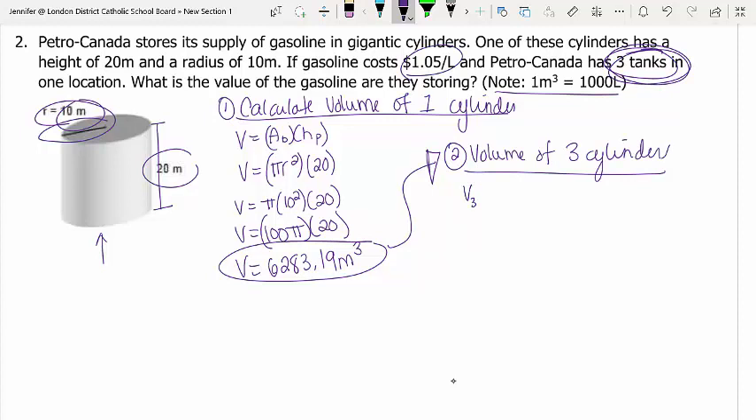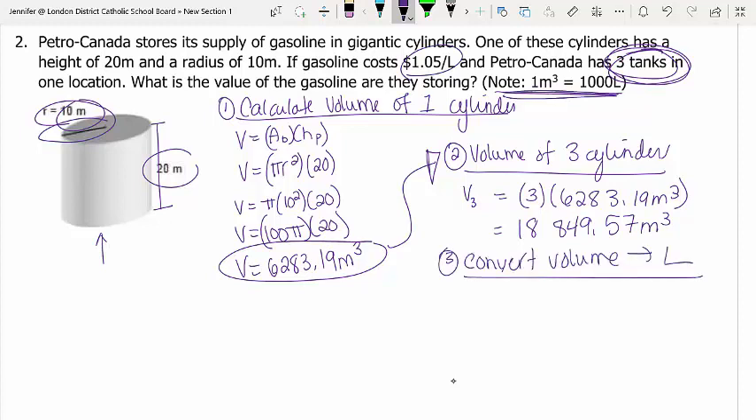So that means the volume of 3 cylinders, because remember there's 3 tanks, is going to be 3 times the volume of 1 cylinder, which is 6,283.19 meters cubed. So the volume of 3 cylinders is 18,849.57 meters cubed.